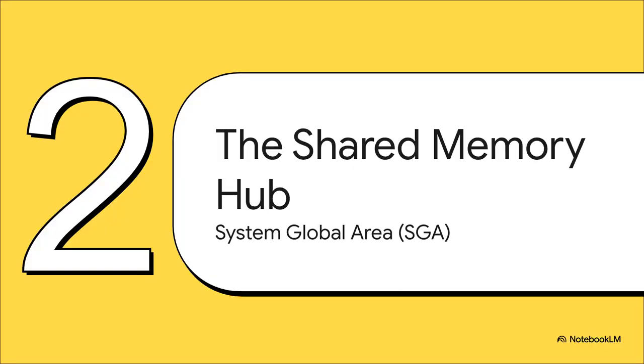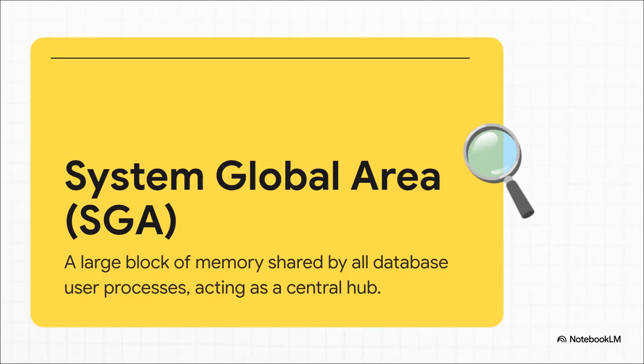Right, so our query has entered the brain. Its first stop is this massive central hub of shared memory called the System Global Area, or SGA. You can picture it as a huge open-plan workshop that every single user connected to the database has to share. And this shared workshop is where all the real action is. For our query's little trip, we're going to visit the three most important workstations inside this SGA hub.